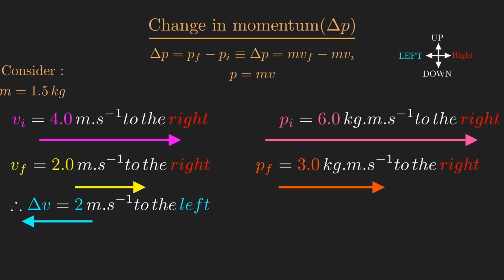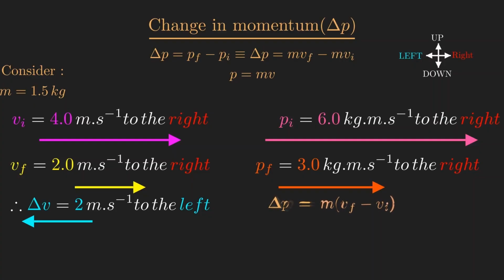And you can consider adding this change in velocity, 2 meters per second to the left, to the initial velocity of 4 meters per second to the right, and the answer to that should give you v final, which is 2 meters per second to the right.